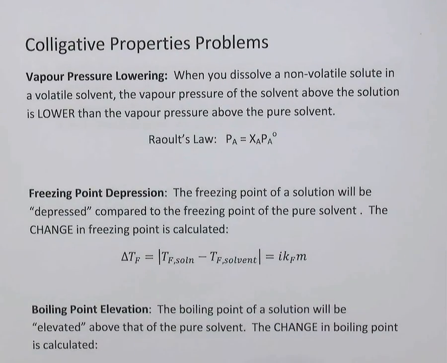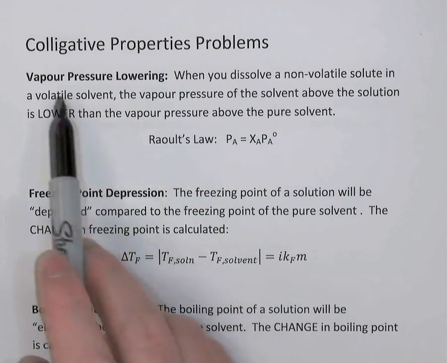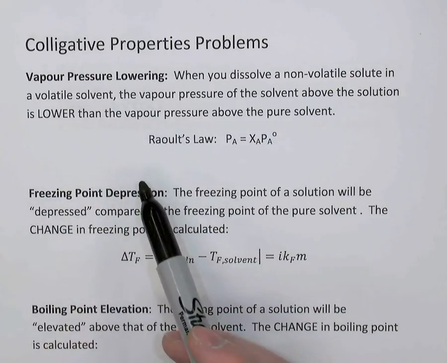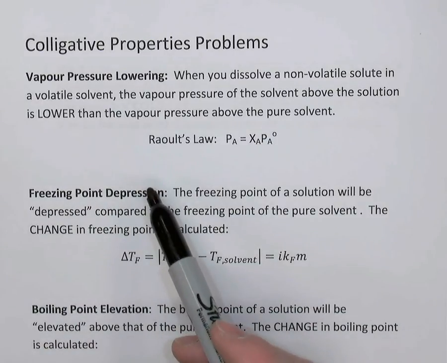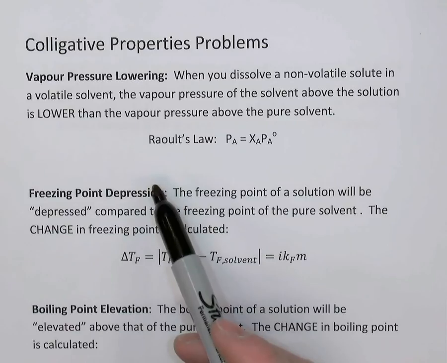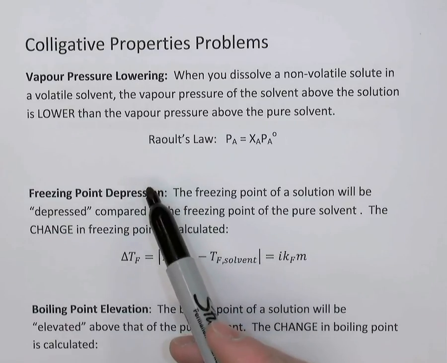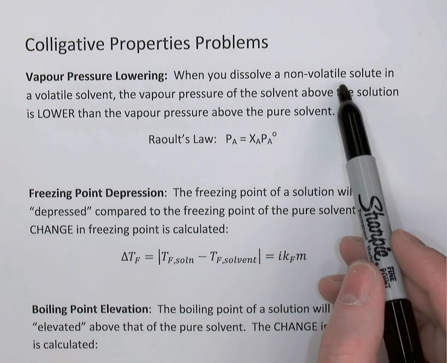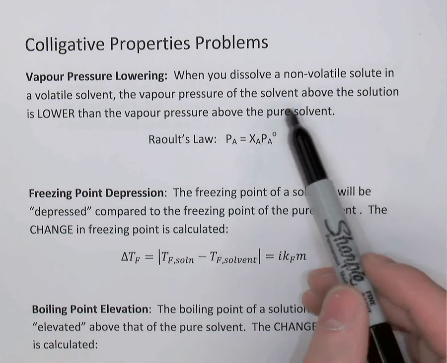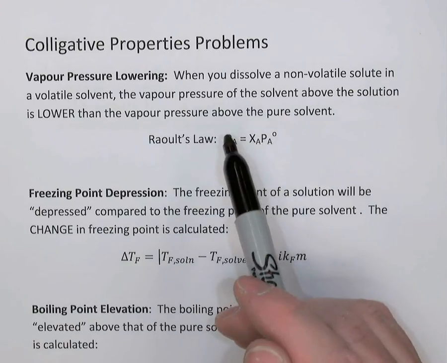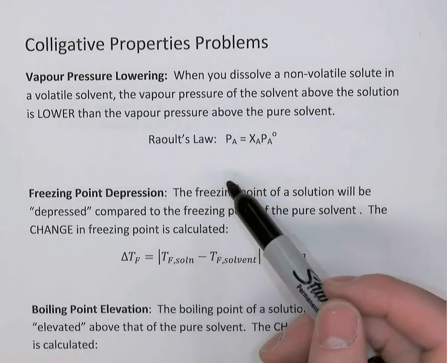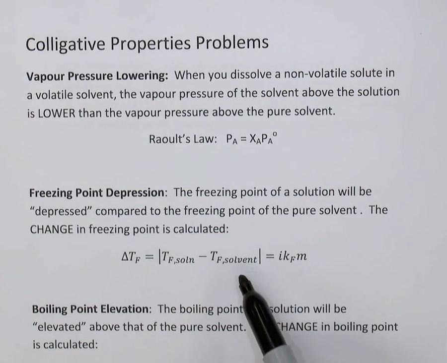There are four basic properties that we're going to look at that are considered colligative properties. The first is the vapor pressure lowering. When you have a solvent which is volatile, a solvent which evaporates, there's going to be a certain equilibrium vapor pressure above the solvent. If you dissolve in the solvent a non-volatile solute, a solute which does not evaporate, then the vapor pressure above the resulting solution will be lower than the vapor pressure that was above the pure solvent. So that's the idea of vapor pressure lowering.